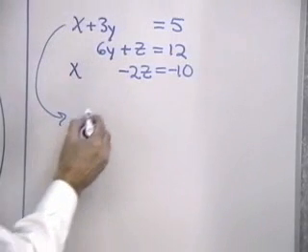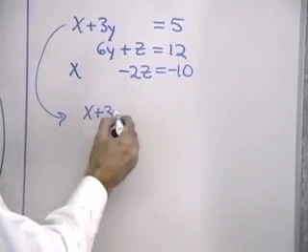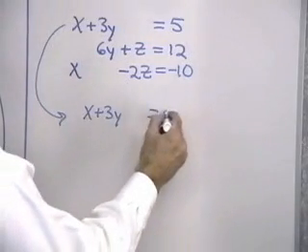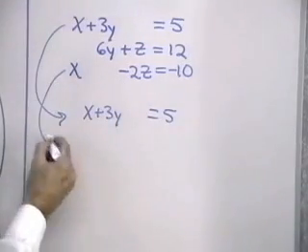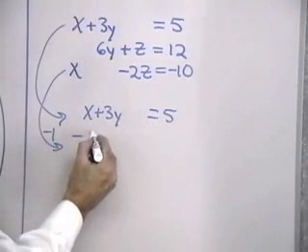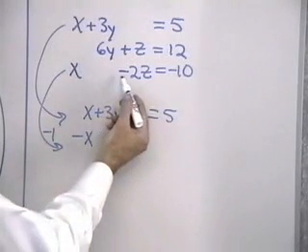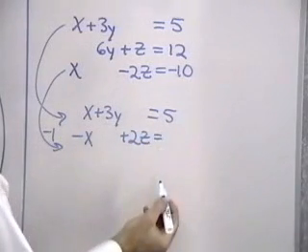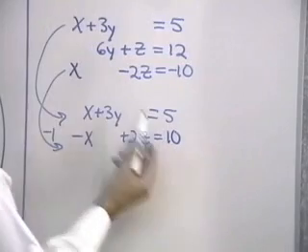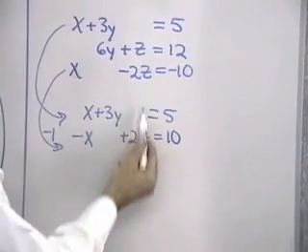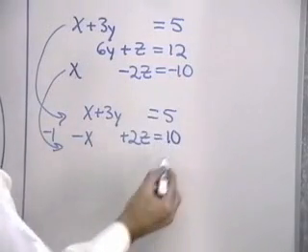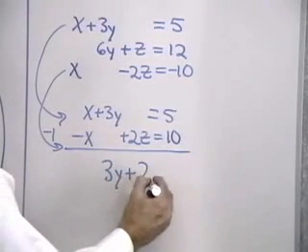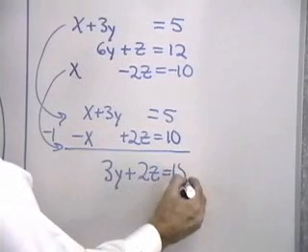So let me take this equation, x plus 3y is equal to 5, and then I'll take this equation and multiply through by negative 1. So I have negative x plus 0y plus 2z is equal to positive 10. Now if I add these two together, I get 3y plus 2z is equal to 15.